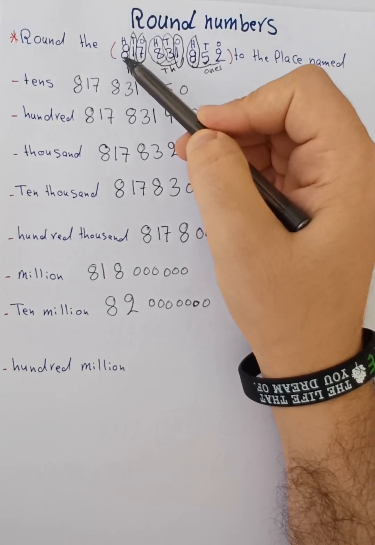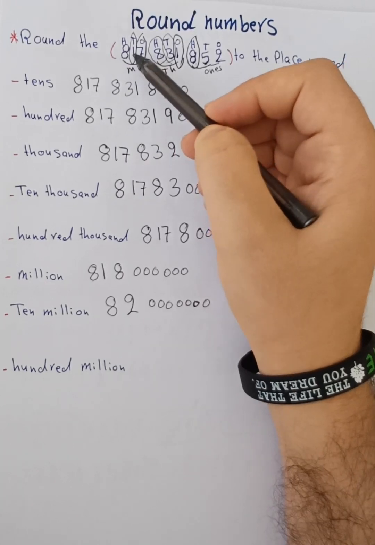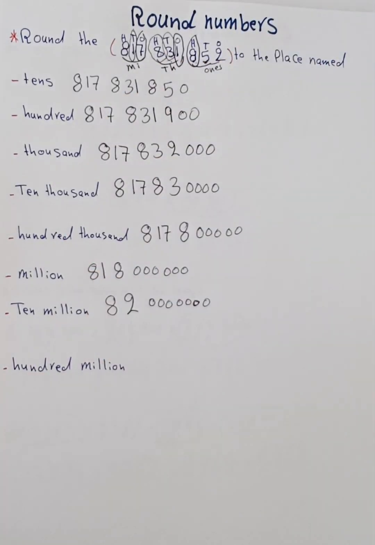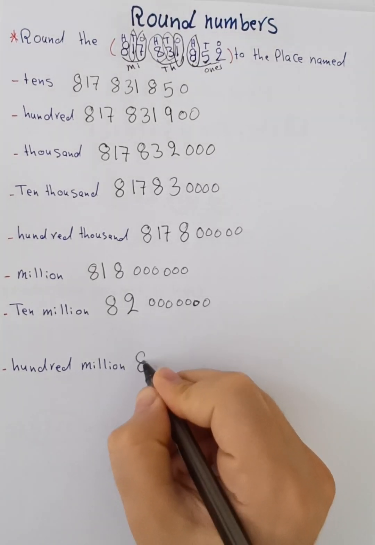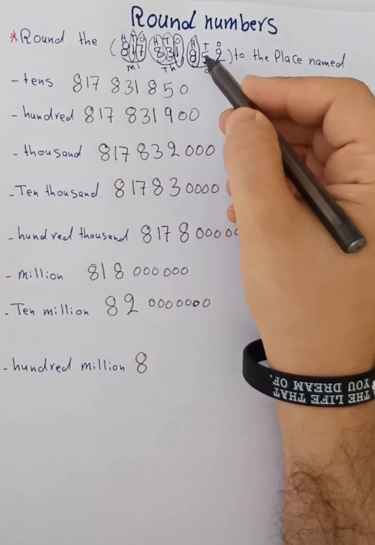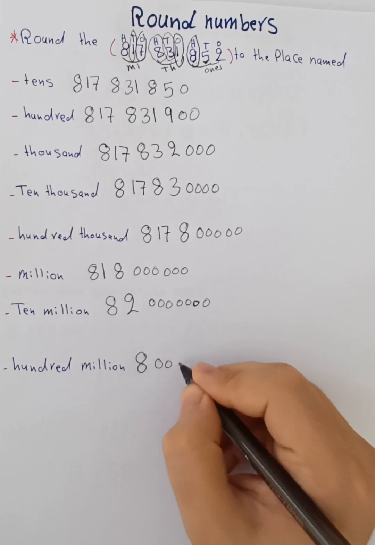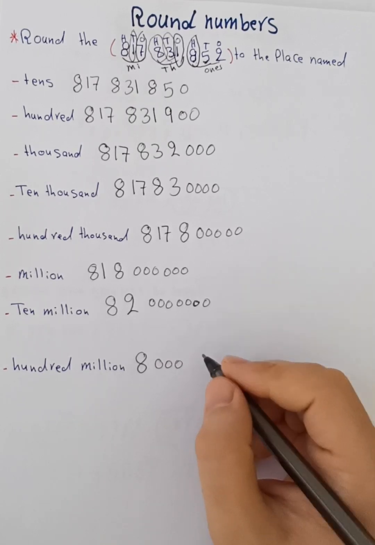8 is 100 million, and after 8 we have 1. 1 is less than 5. By rounding rule, 8 stays the same without change, so we have to write 8, and after 8 we have 1, 2, 3, 4, 5, 6, 7, 8. We have to write 8 zeros.